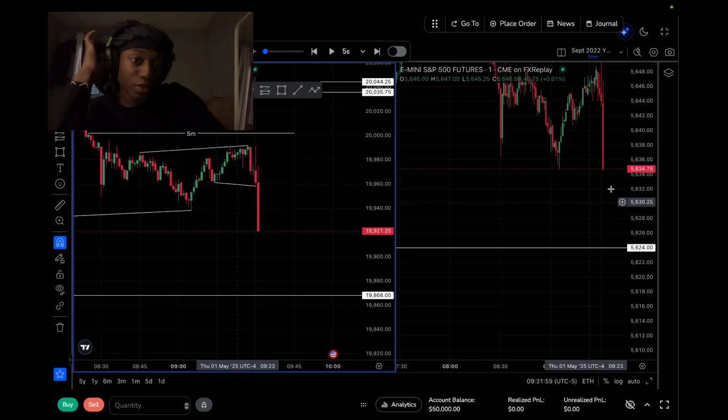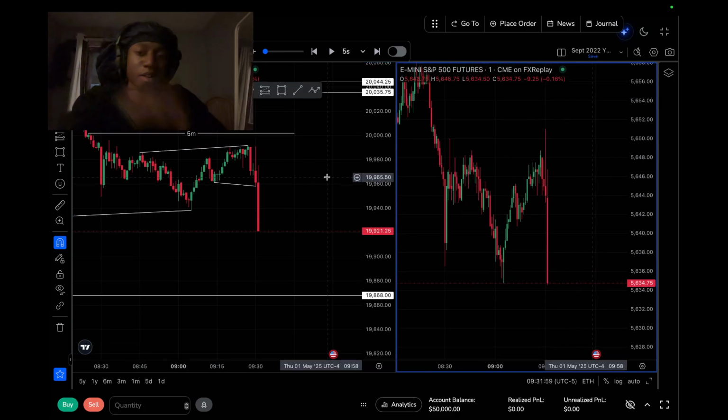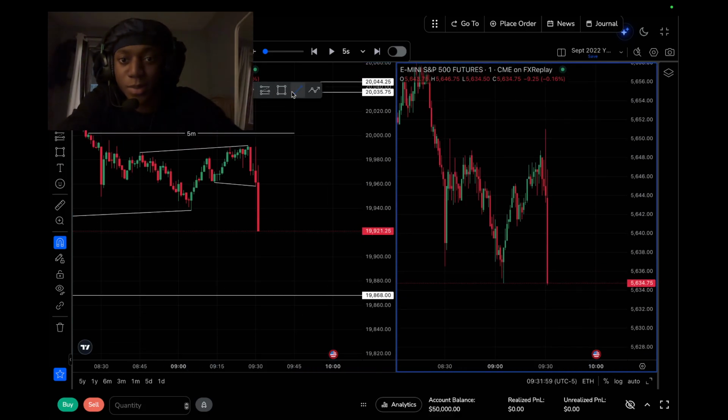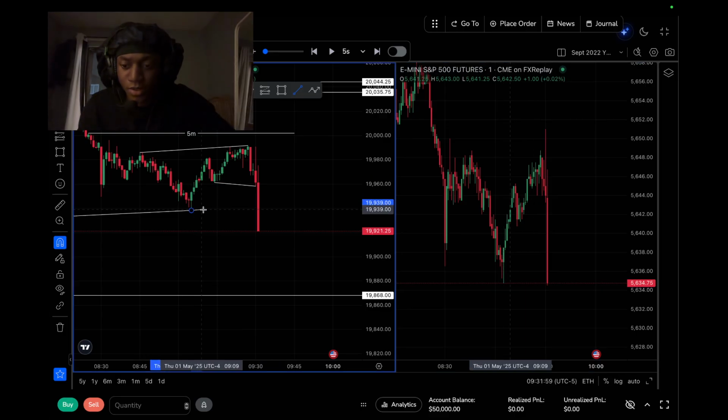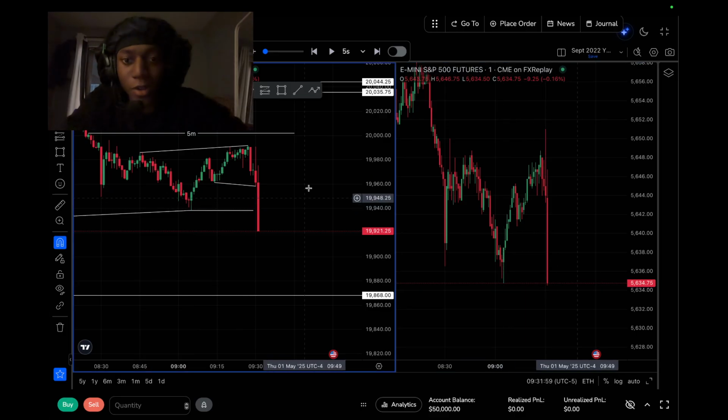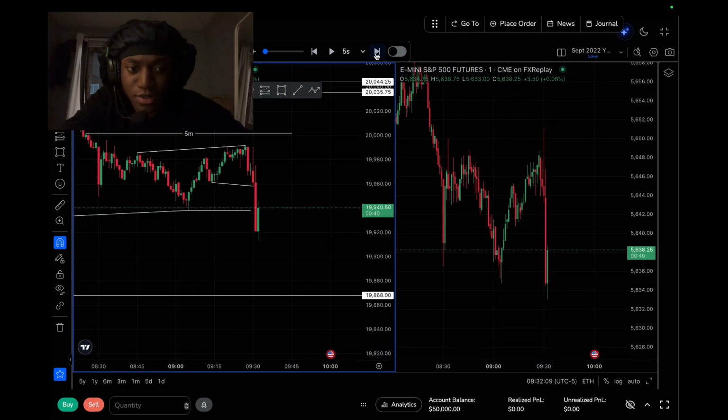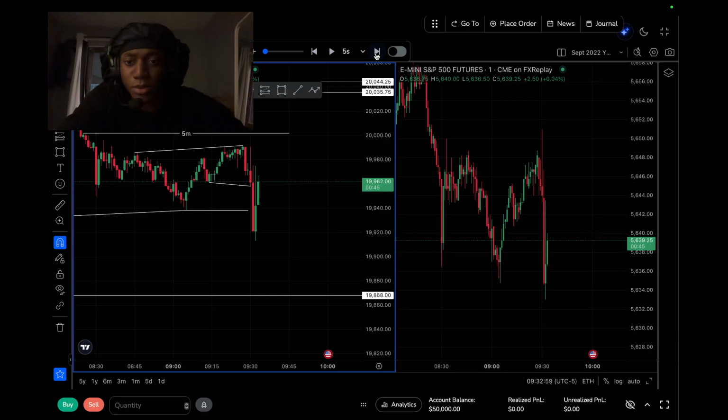Okay, we're getting kind of close to this next draw here. I want to see how we react. We had the strong displacement past this internal low here, but I'd like to see some sort of rebalance if we are bearish, and then displacement lower.